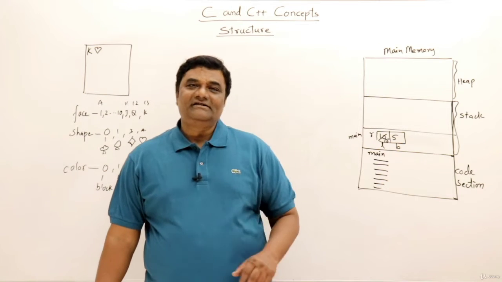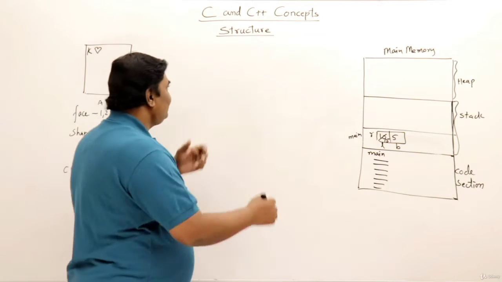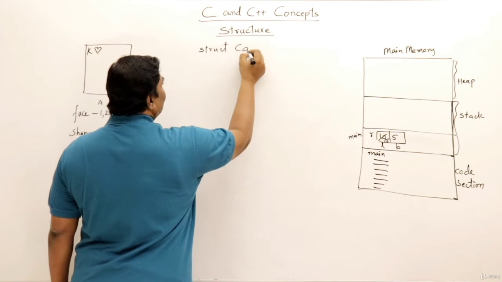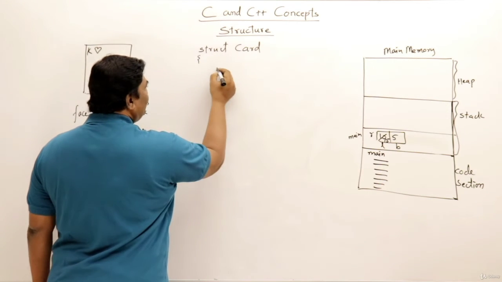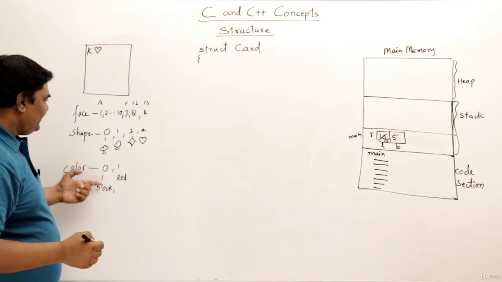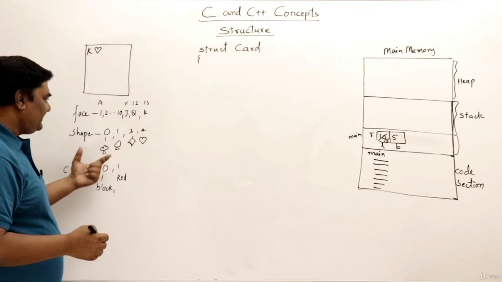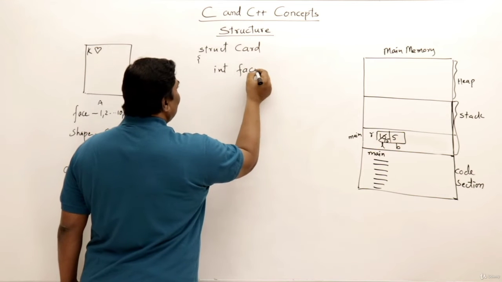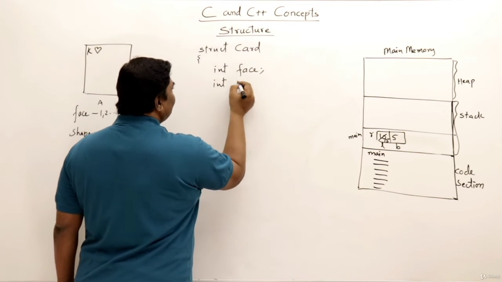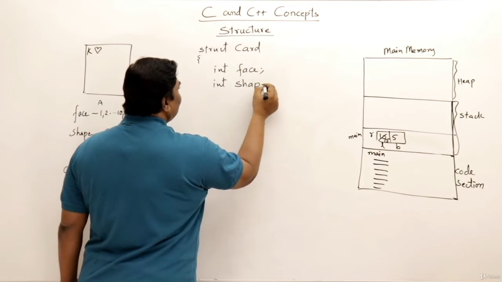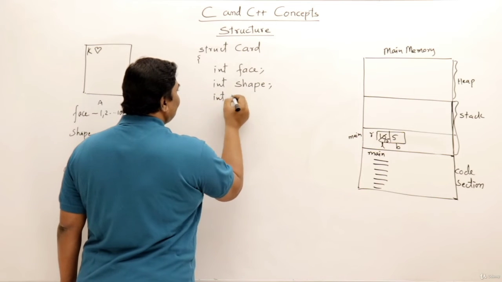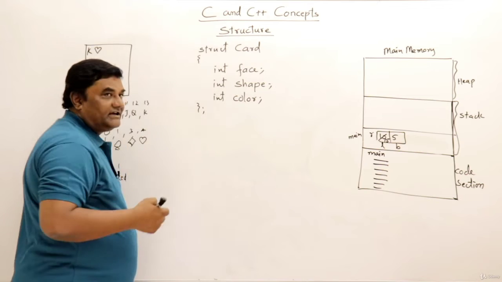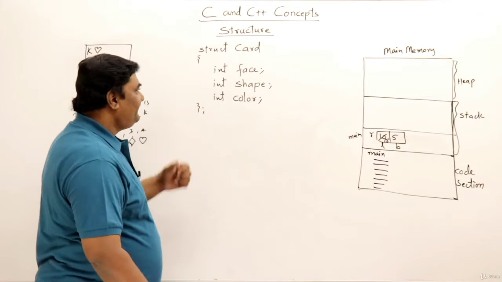Now this I can represent as a structure. Let us define a structure. Struct card. What are the members? All these are integers only now. This is integer, right? So all are integer. First one is integer face value. And the second one is integer, that is shape. And the third one is integer, that is color. This is how we can define a playing card. So this is the definition.